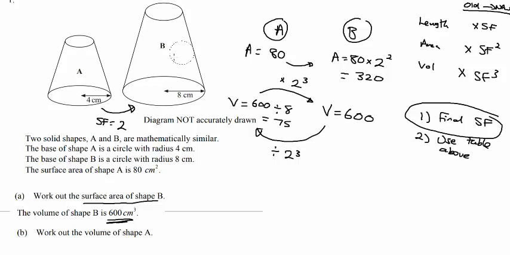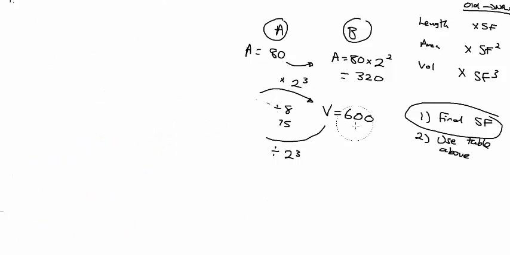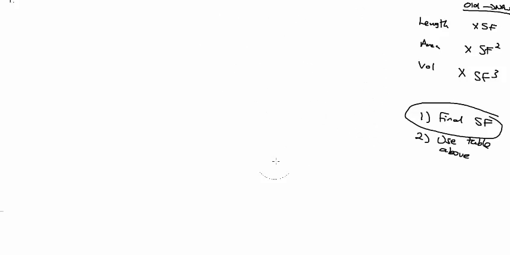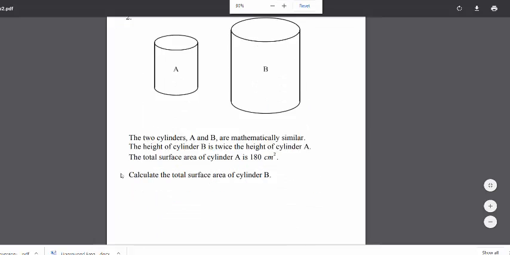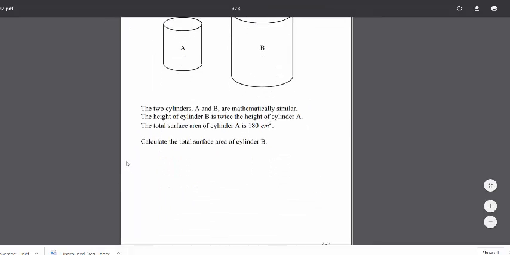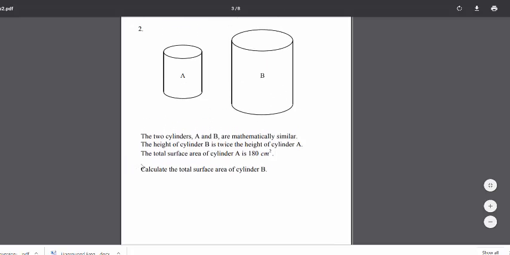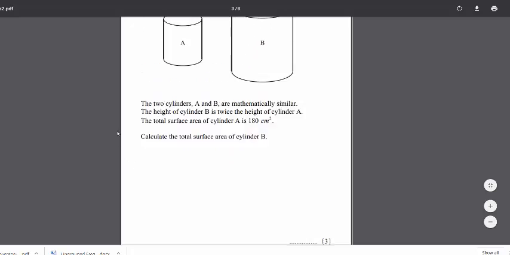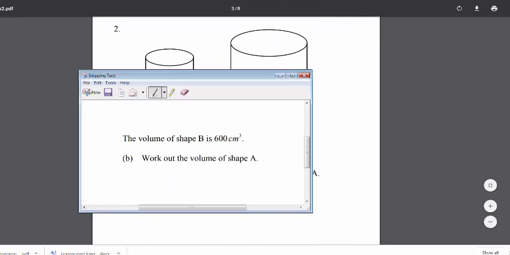Okay, let's rub a lot of this stuff out. As we go through these questions, it will start feeling easier and easier. So that's one part of this, perfect. Okay, let me snip that.